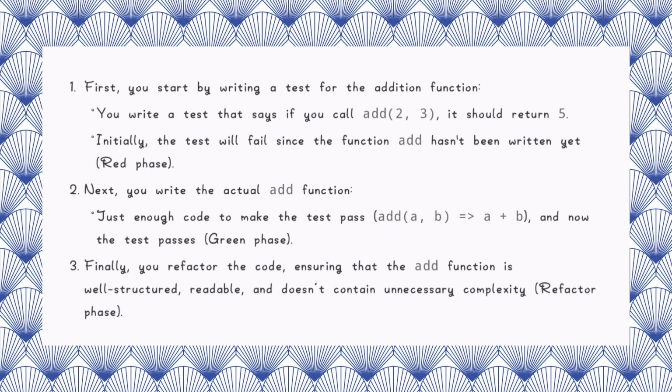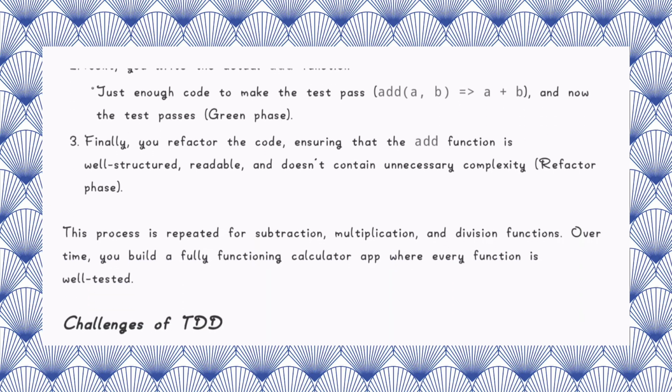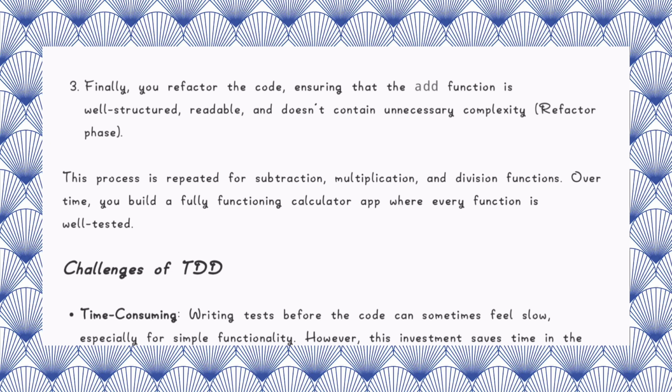2. Next, you write the actual add function, just enough code to make the test pass. add(a, b) gives a plus b, and now the test passes. Green phase. 3. Finally, you refactor the code, ensuring that the add function is well-structured, readable, and doesn't contain unnecessary complexity. Refactor phase. This process is repeated for subtraction, multiplication, and division functions. Over time, you build a fully functioning calculator app where every function is well-tested.